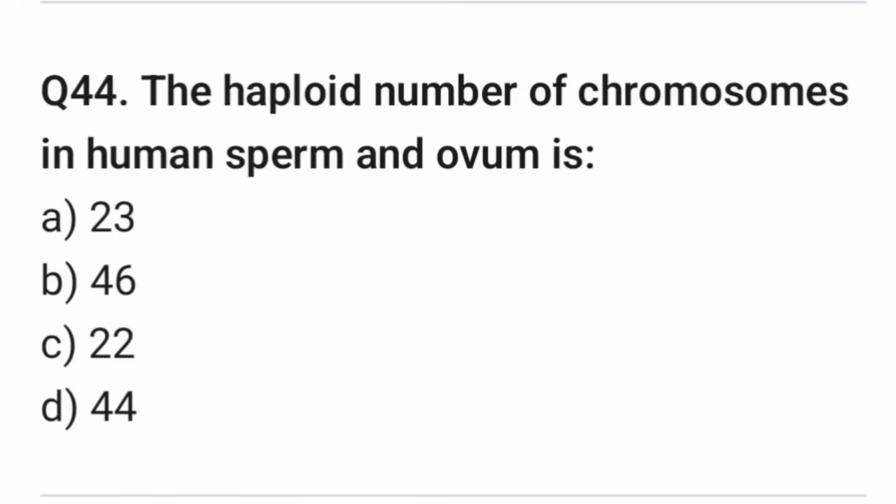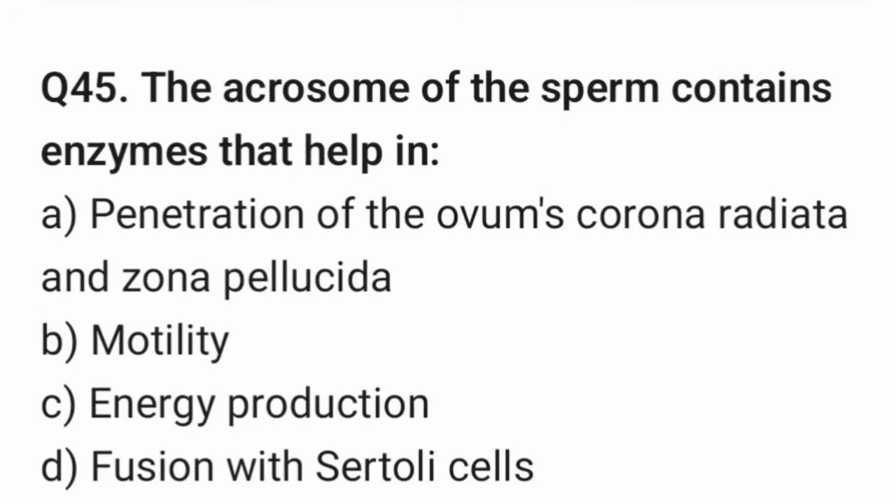Question 44. The haploid number of chromosomes in human sperm and ovum is. Right answer is option A, 23. Question 45. The acrosome of the sperm contains enzymes that help in. Right answer is option A, penetration of the ovum's corona radiata and zona pellucida.